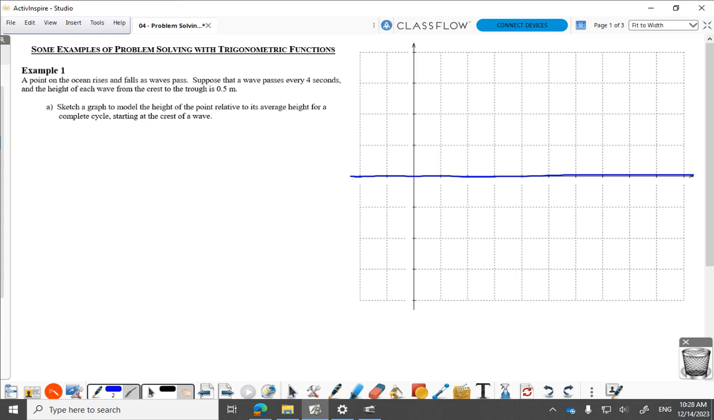Still water. Have you ever been? A friend of mine's cottage up in Goddard, in the morning you get up and the water would be glass, baby, like straight across. Just picture that. That's what we're talking about with average height. So now when we talk about this duck, it's going every 4 seconds. The height from crest to trough is 0.5 meters.